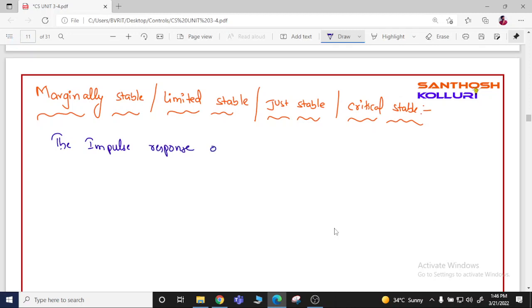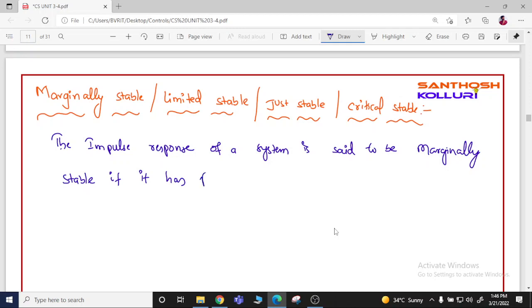The impulse response of a system is said to be marginally stable if it has fixed magnitude and oscillations when the time t tends to infinity.